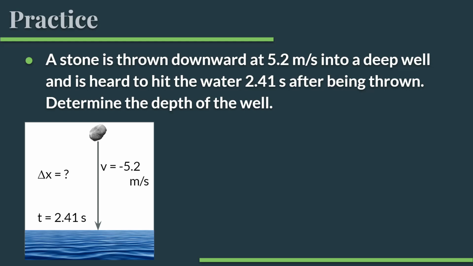So you can see that I have my stone that is moving downward at negative 5.2 meters per second. I did call it a negative number because it is down. And so I'm going to go ahead and label anything that is moving downward as a negative value. The time is 2.41 seconds. So not only do I want to label these in my picture, let's go ahead and label them as givens. I have an initial velocity of negative 5.2 meters per second and a time of 2.41 seconds. Those are the only numbers that I see in the question.